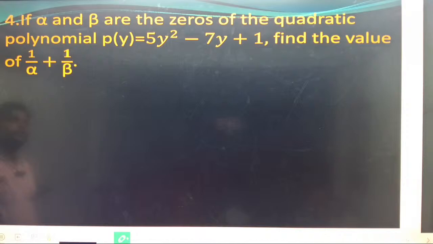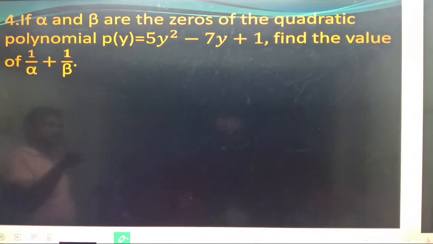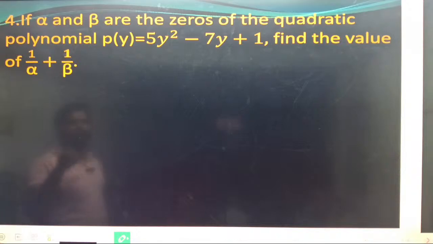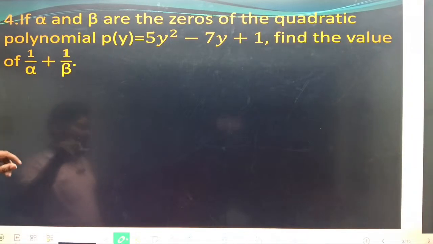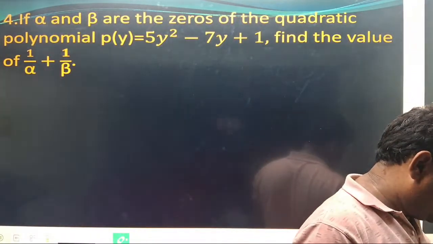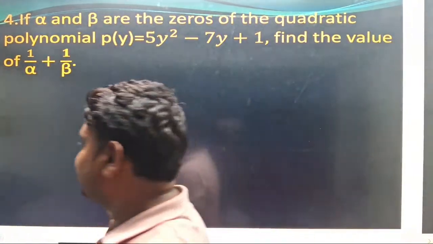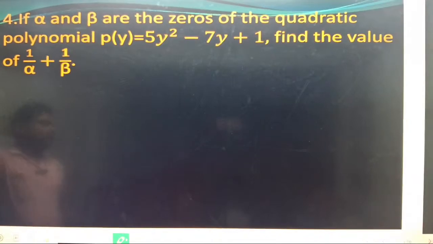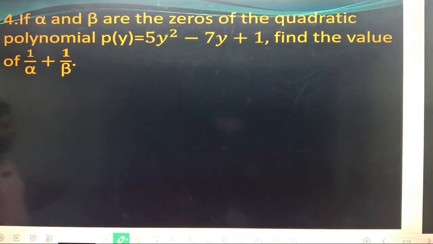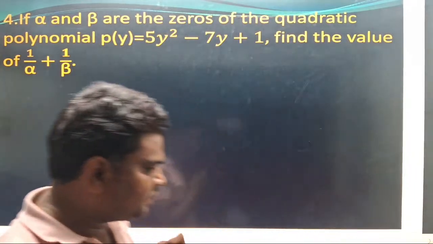If alpha and beta are the zeros of the quadratic polynomial p(y) equals 5y squared minus 7y plus 1, find the value of 1 upon alpha plus 1 upon beta. Oh, Maurya ji, that is Akanksha Maurya.